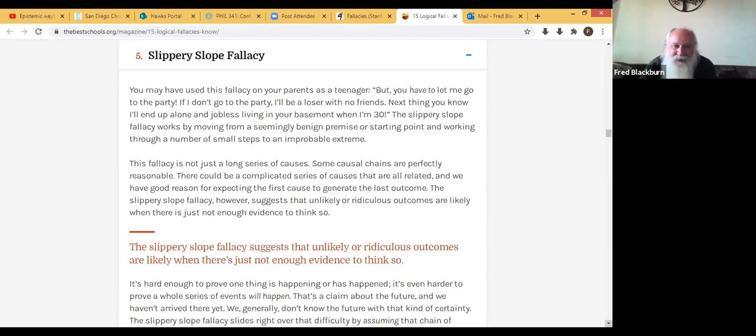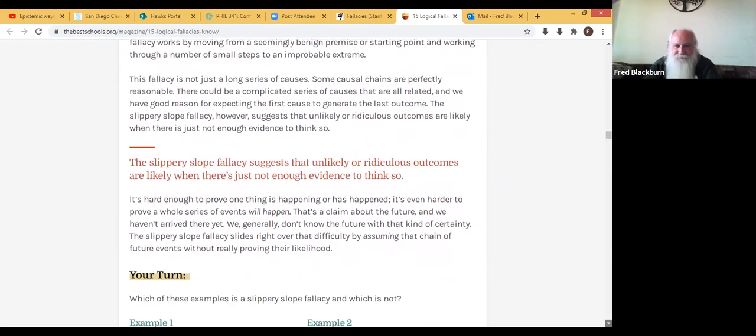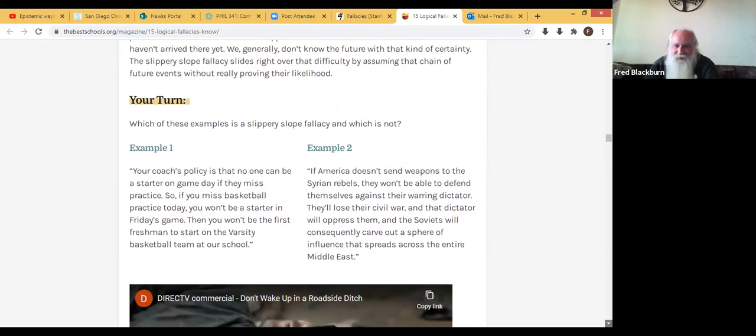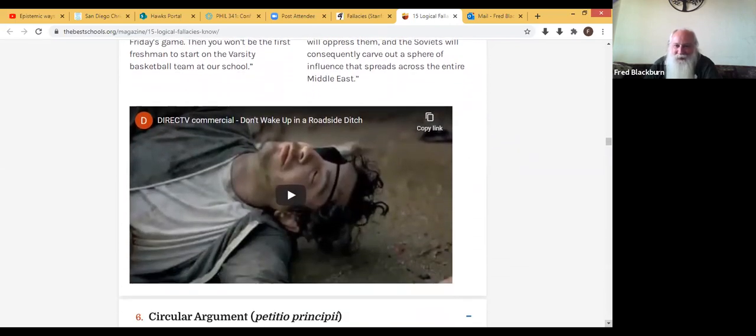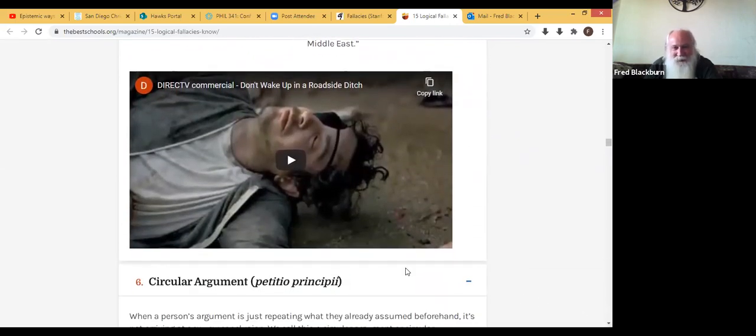This fallacy is not just a long series of causes. Some causal chains are perfectly reasonable. There could be a complicated series of causes that are all related, and we have good reason for expecting the first cause to generate the last outcome. The slippery slope fallacy, however, suggests that unlikely or ridiculous outcomes are likely when there is just not enough evidence to think so. And I did preview this clip. I thought it was pretty hilarious.